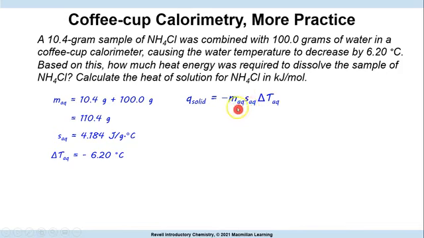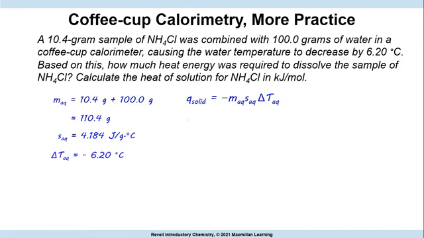So we are going to substitute here and find the heat in kilojoules. Then from the heat that we've obtained in kilojoules, we are going to use the mass of the ammonium chloride to calculate the number of moles, and then we divide that heat by the number of moles to obtain the heat in kilojoules per mole. So let's get the heat first.